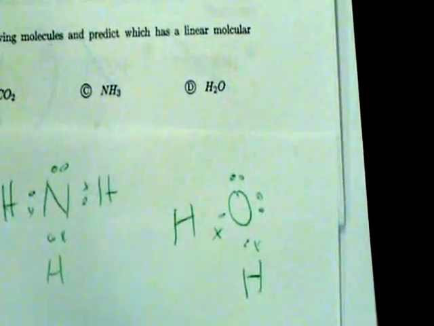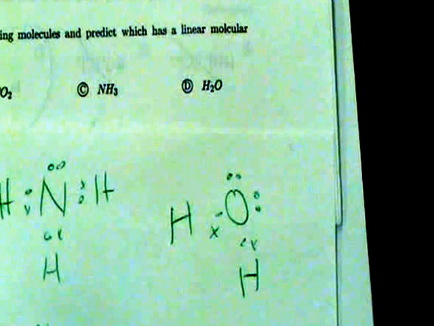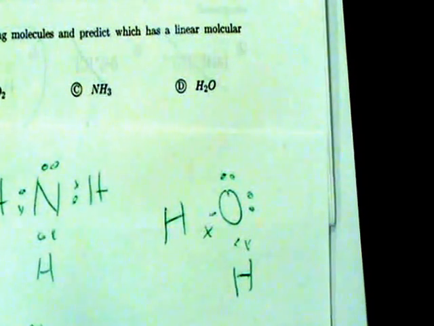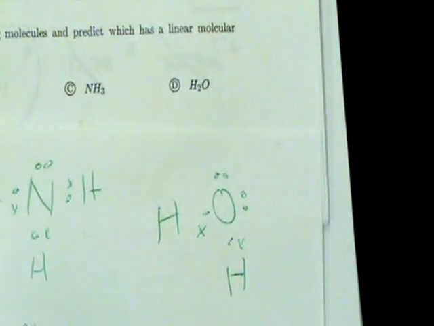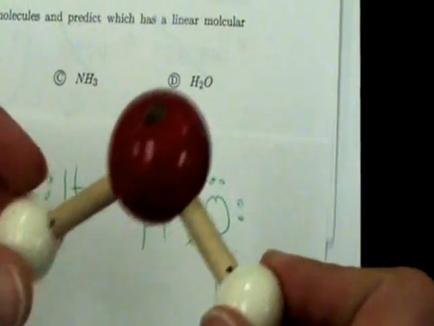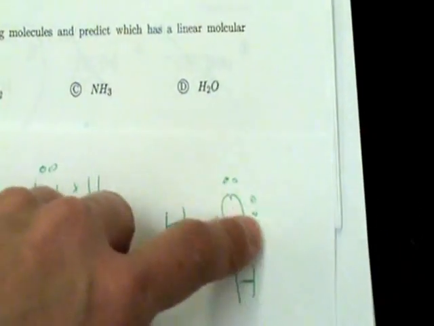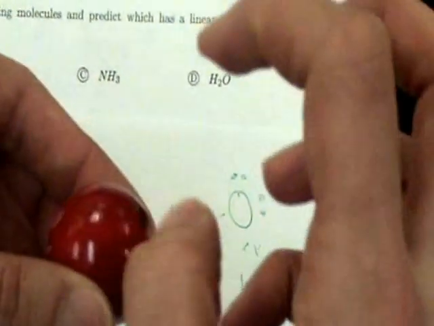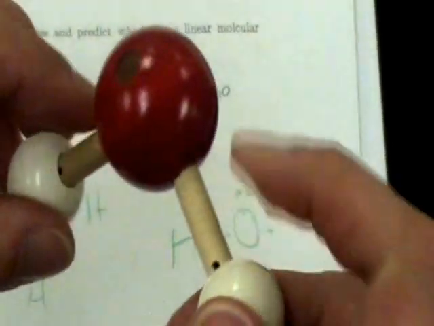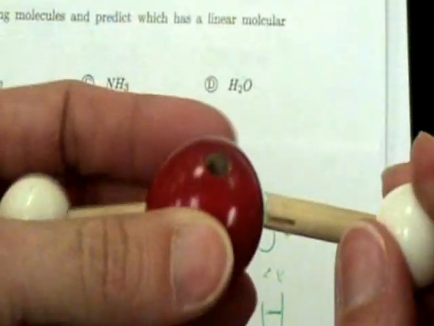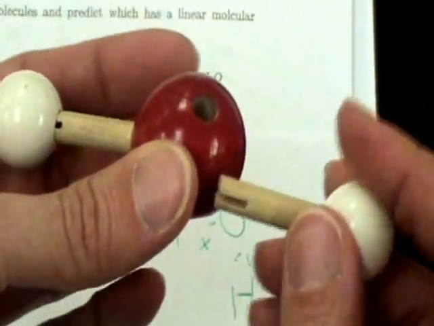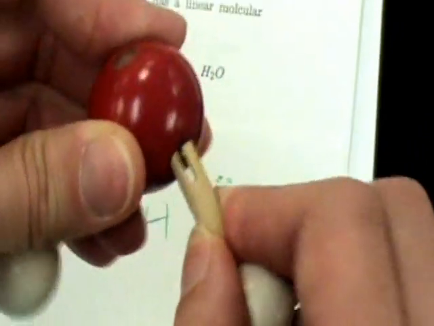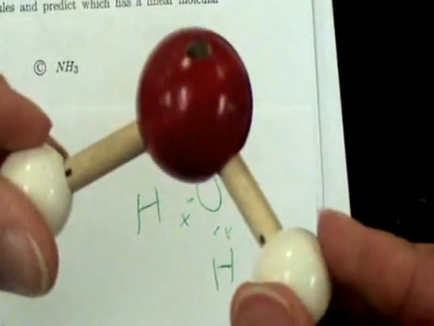So you might think that this shape is linear. However, when you look at it, what you'll notice is this isn't in a line, okay? And that's because of these two lone pairs of electrons you see there. You've got a lone pair here, and you've got another lone pair over here, and these are repelling against each other. So these bonds, instead of being straight out like this, it actually pushes this bond down, and so this shape is what we call bent.